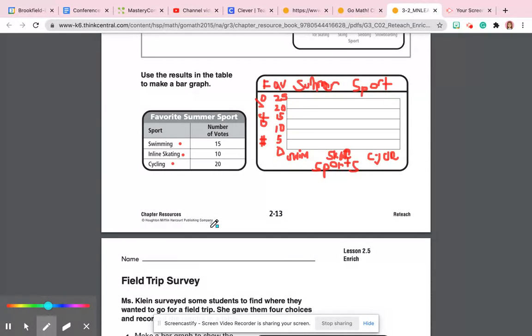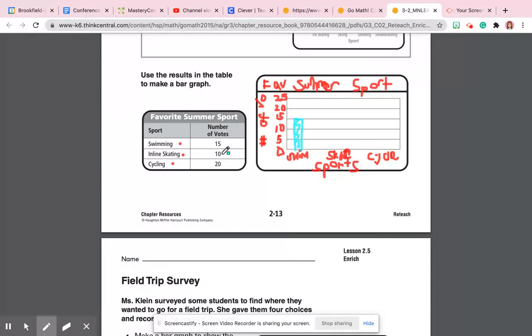Now I need to draw my bars. So I know that swimming is going to go up to the line 15. So it's going to stop here. So I'm going to draw up, up, up, up, up, stop at the line 15, down, down, down, down, down, and then you will fill this in. Okay, so we did swimming.